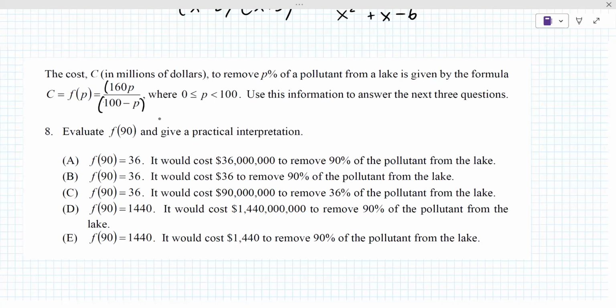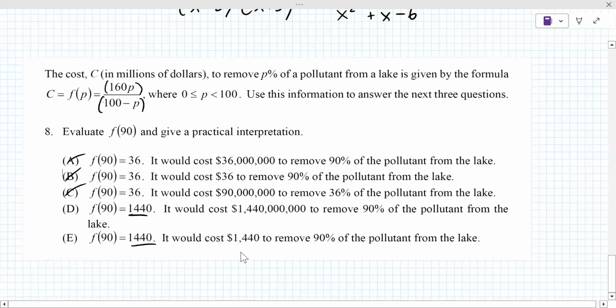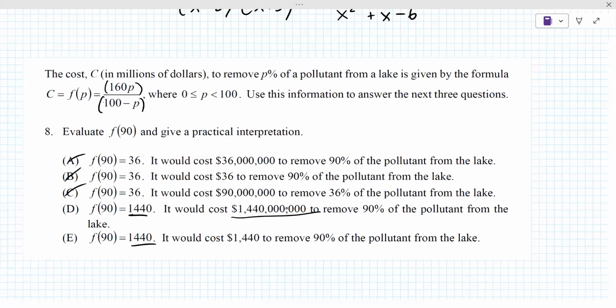The top and bottom have implied parentheses, meaning that you want to do the calculations with parentheses around them, or just be very careful if you're not doing that. Okay, I got 1,440. Good. You can see that D and E have that. So then you go look and say, well, what's the difference between D and E? And it's right here. It's this amount.